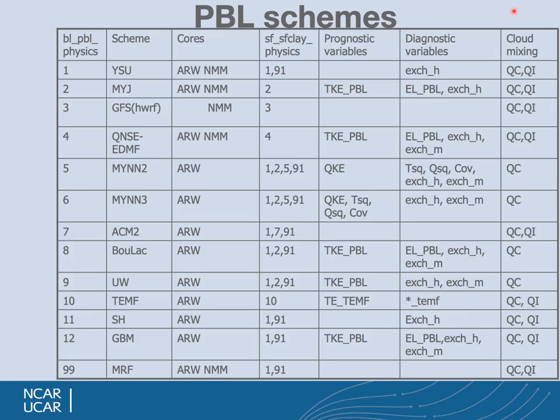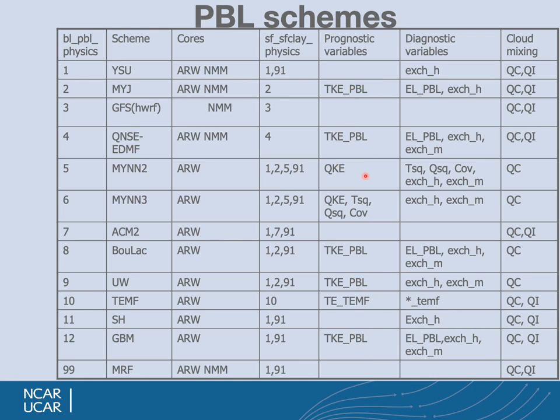This table summarizes some characteristics of our PBL schemes. You can see that the surface layer option has to often be coupled with the PBL option. So this limits the number of surface layer choices you have based on which PBL option you are choosing. This column shows that some of them have the TKE as a prognostic variable.